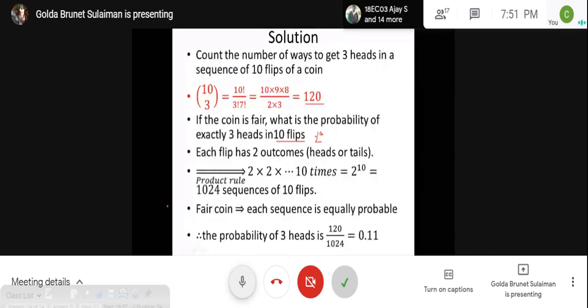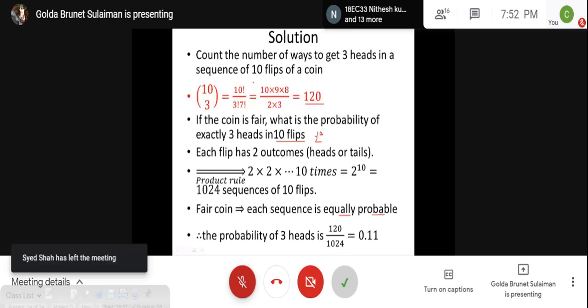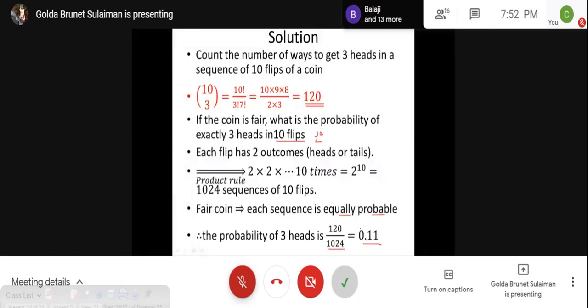If it is a fair coin, then each sequence is equally probable or equally likely. That means you get 3 heads 120 times out of 1024 total sequences, which will give you around 0.11. Think about why we are unable to apply this product rule here. Let me also think about that, and maybe in the next class somebody should be able to explain.